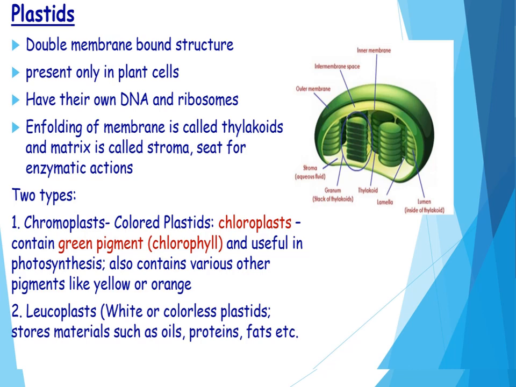Then another colored plastid, chloroplast. They are green colored plastid and they help in photosynthesis. Colorless plastids, leucoplasts, they help in storage of food material.